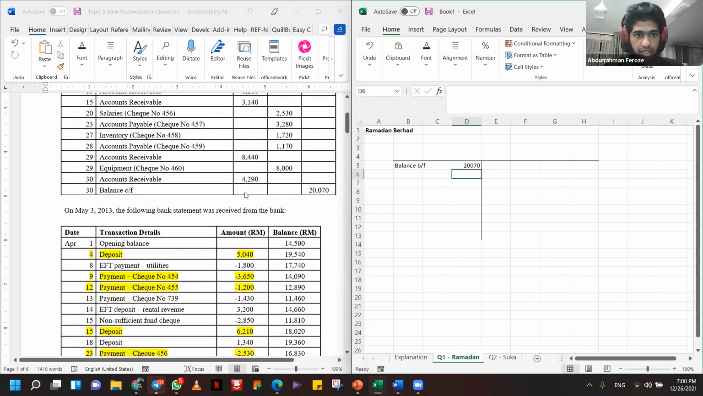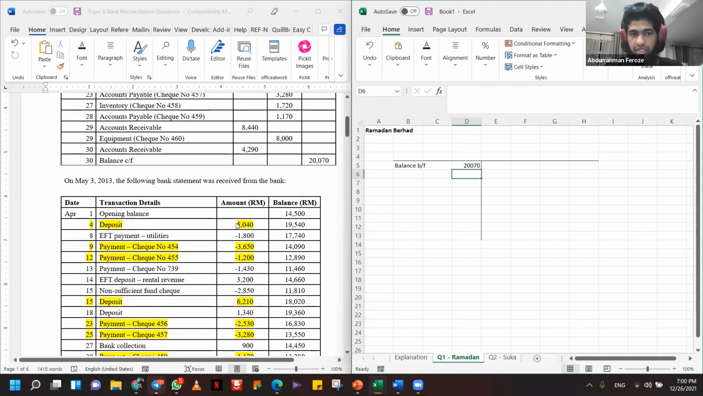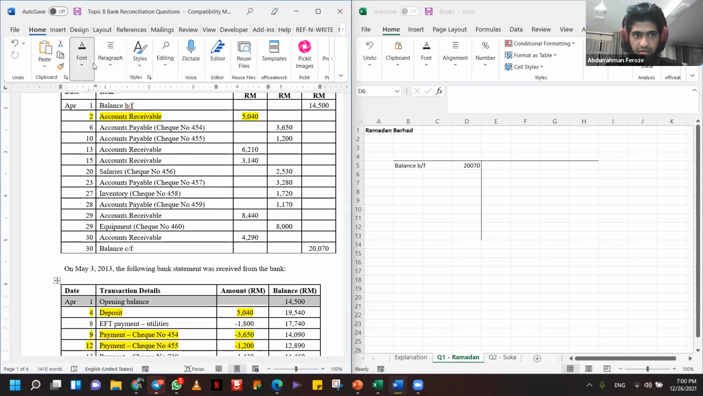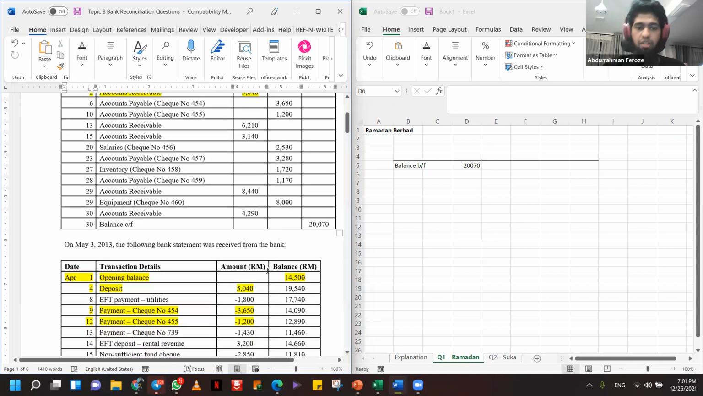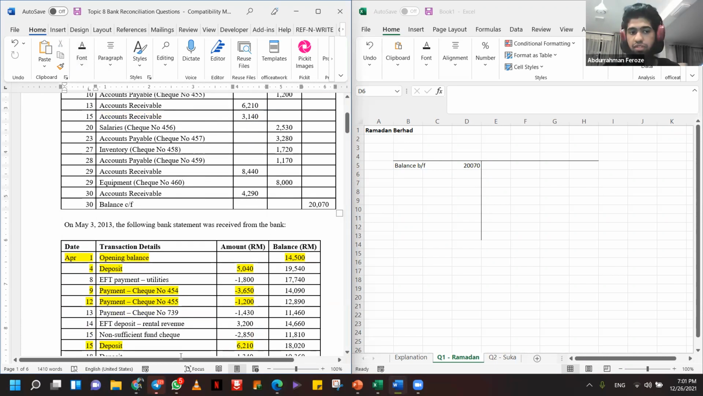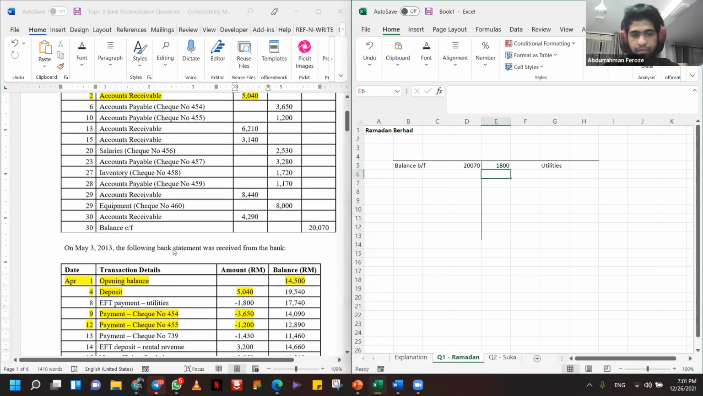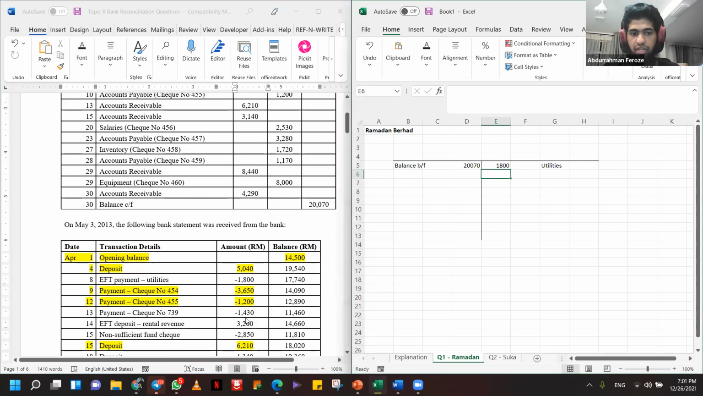All right. Now, from the stuff in the bank that is not there on the cash book, first thing we have is EFT payments, utilities of 1,800. So this is a credit. This needs to be credited on the cash book, and so we'll credit it here, which is 1,800, because it's a minus, right? So we have utilities. Then these two are fine. And then we have check 739.